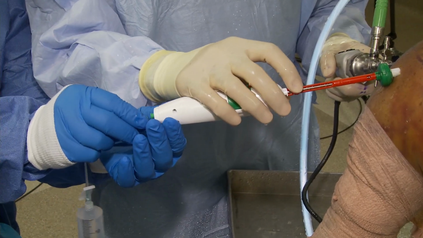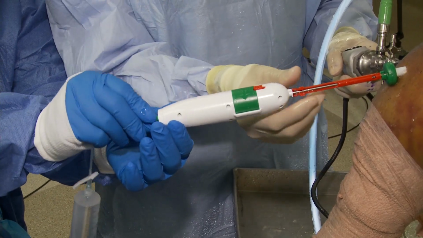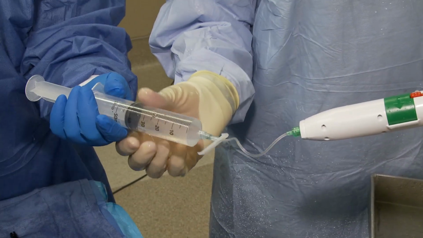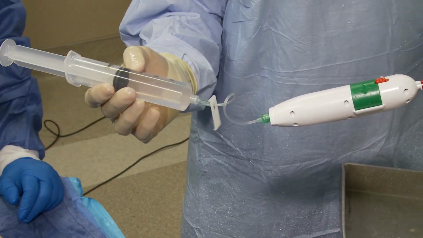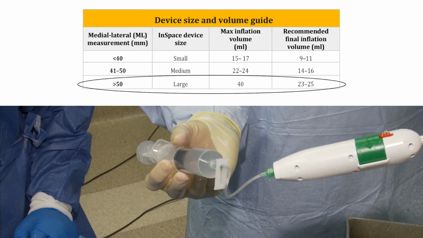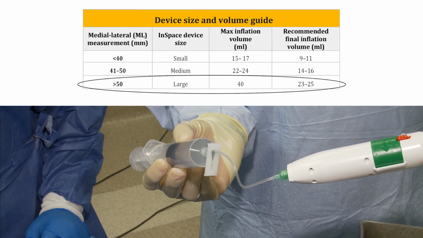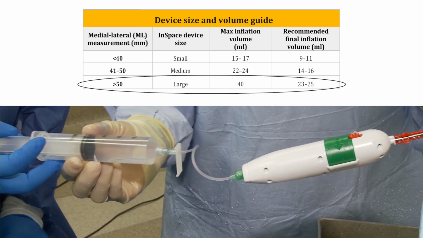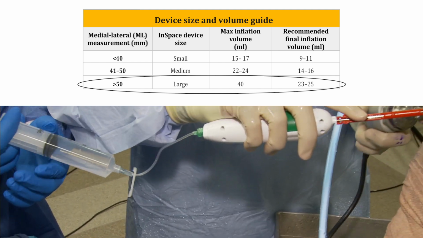Now, before we release this backstop protector, the first thing that we're going to do is to attach the tubing connected to our syringe. Our syringe is filled with 0.9 saline. Because of the size of the device that was selected as large, we've pre-filled the syringe with 40 cc's of saline to be prepared to fill and then deploy the balloon.